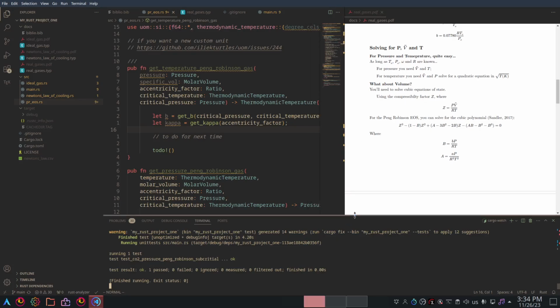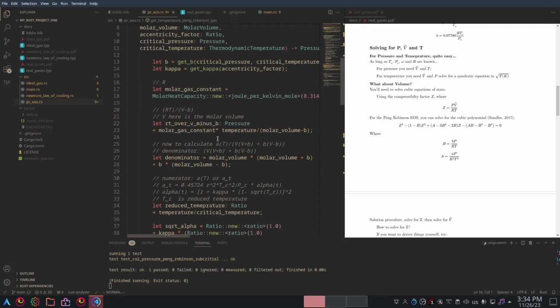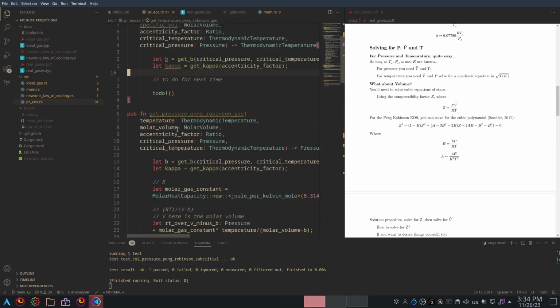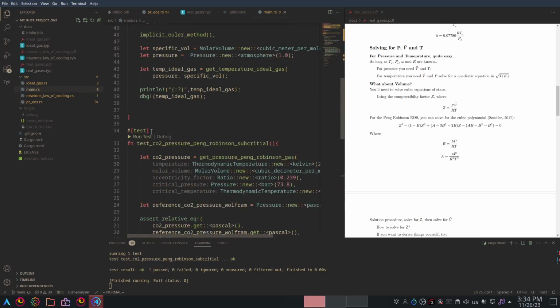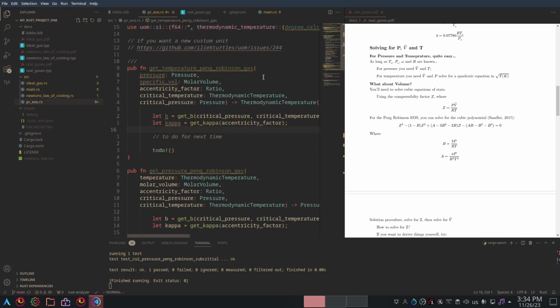We want to solve the Peng-Robinson equation of state for volume. We did pressure last time. It seems to work nicely, and we actually did a test. I can't remember where the test was, but I think it's in main.rs. Yeah, here's the test, so you can run it to see whether it works. It should fulfill this criteria in order to work. So we've gone through that before.